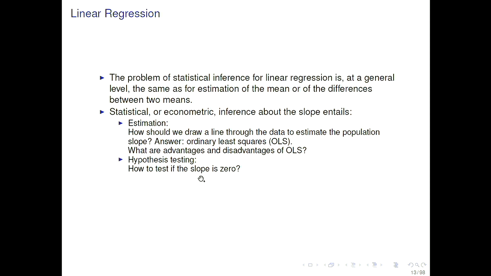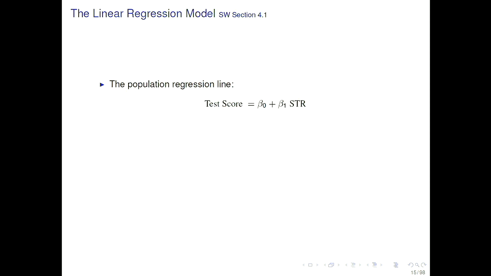Slope is 0. That means if the slope is 0, even when we change the value of x, there will be no change in the y variable, the left-hand side variable. And also confidence intervals. We're going to construct a confidence interval for the slope parameter. We will focus on the slope parameter only.